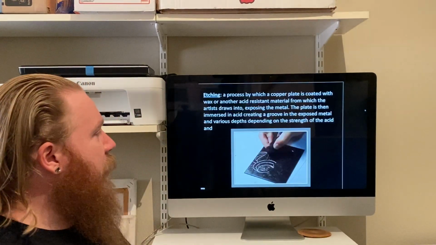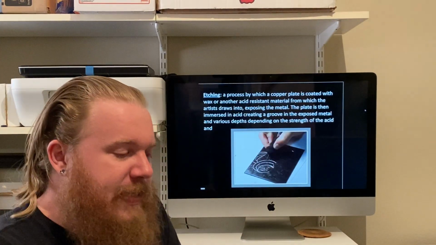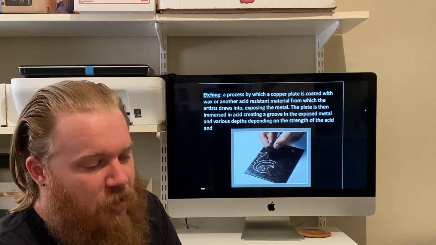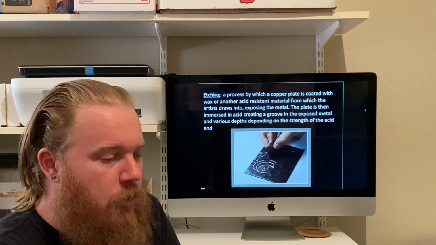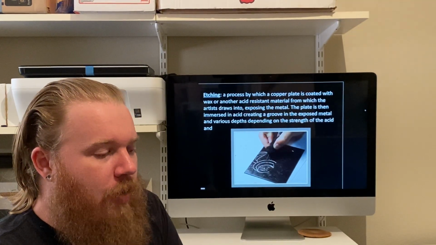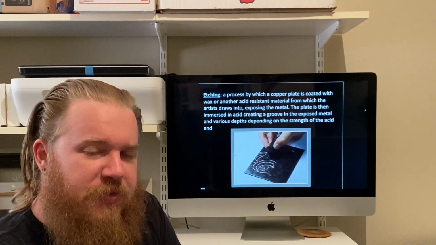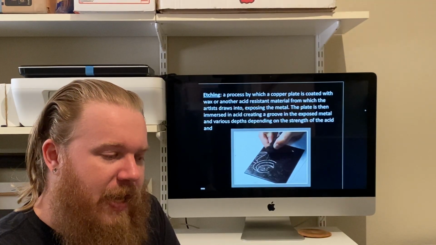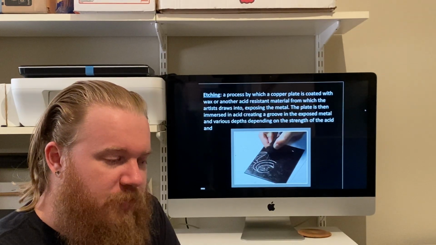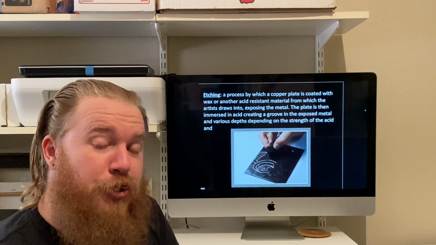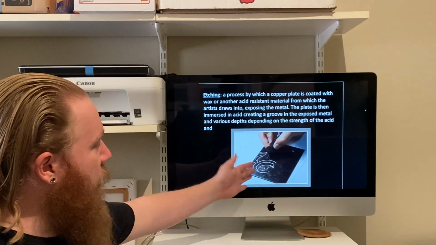Now, that brings us to our other major intaglio method, and that is etching. And so etching refers to a process by which a copper plate is coated with wax or another acid-resistant material from which the artist draws into, exposing the metal. The plate is then immersed into acid, creating a groove in the exposed metal at various depths depending on the strength of the acid used. So here we can see that.